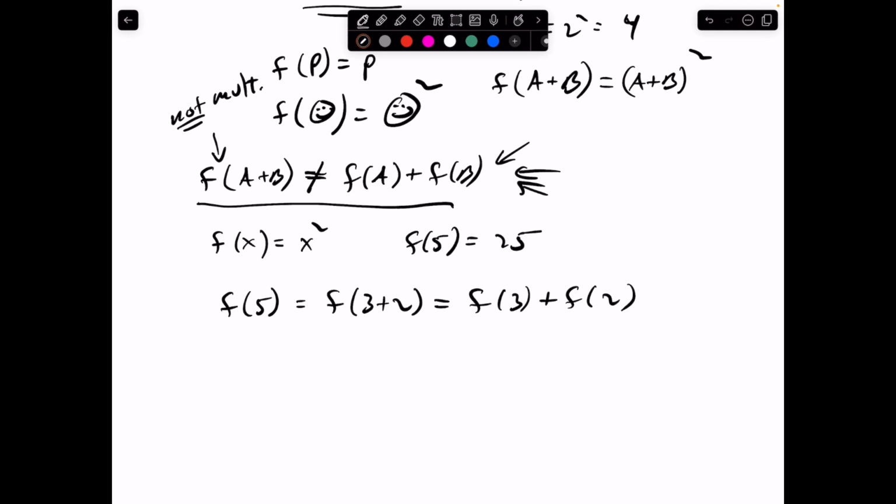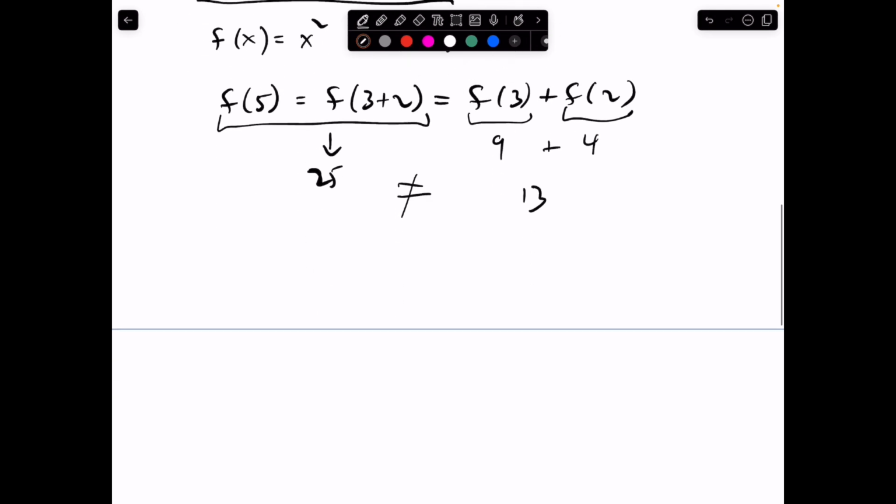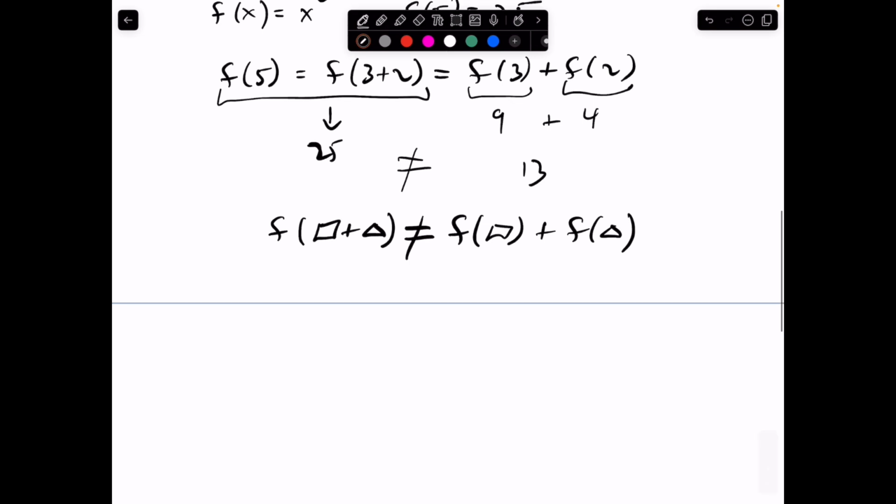Now let's just see if that's true. F of 5, we already know, is 25. Now f of 3 is 9, and f of 2 is 4, and if I add those together, I only get 13. And these things are clearly not equal. So again, one more time very quickly, because this is going to come up in a bit: f of box plus triangle is not, in general, equal to f of box plus f of triangle. I'm going to use that later in this video, but just make sure that that's okay with you.